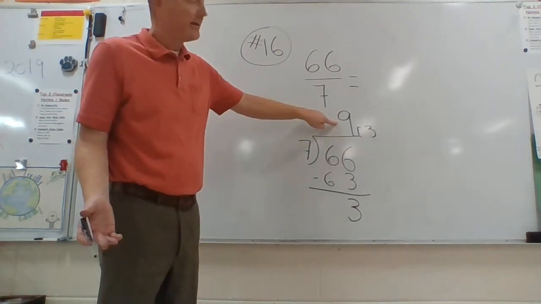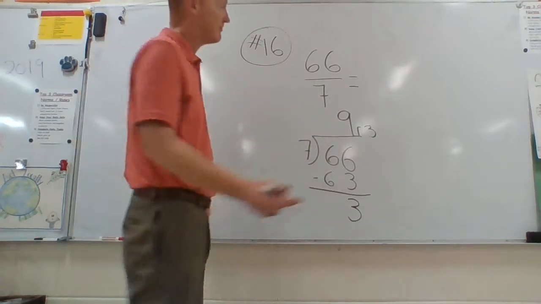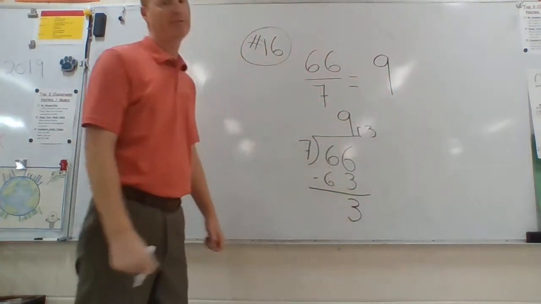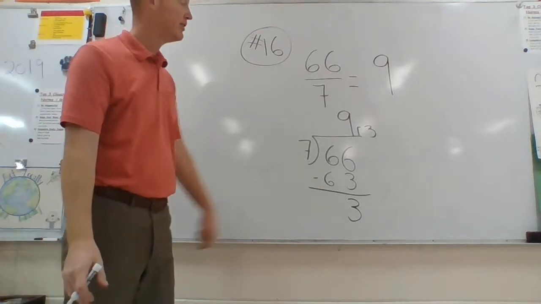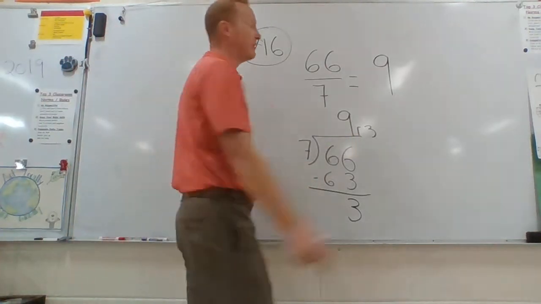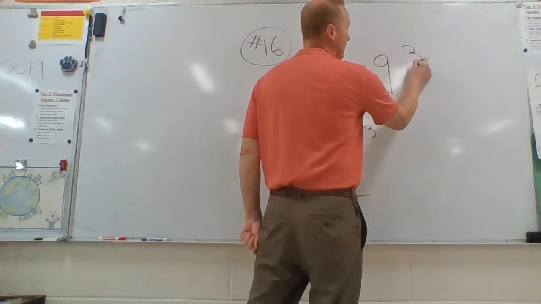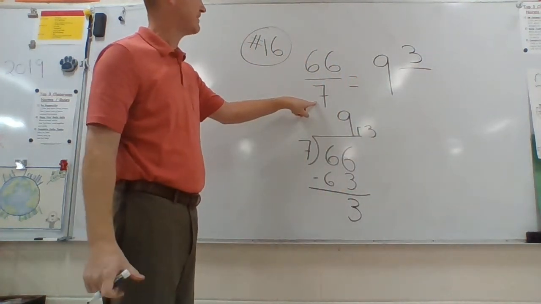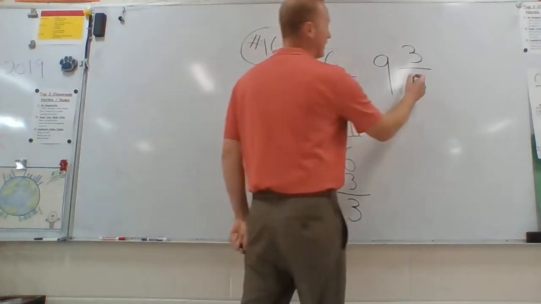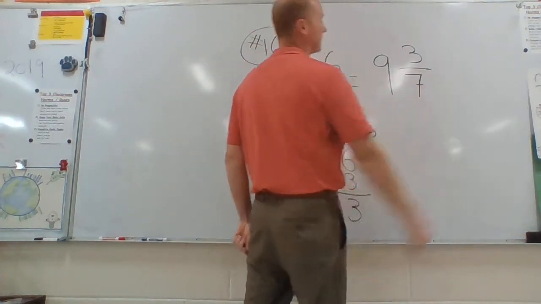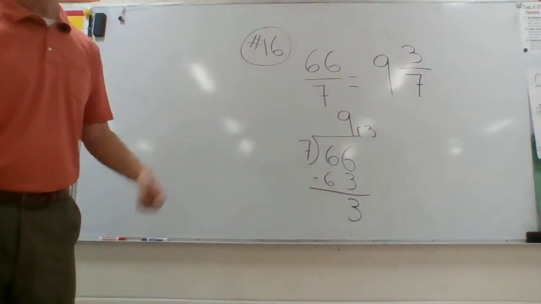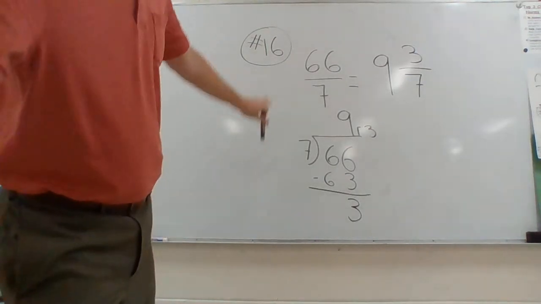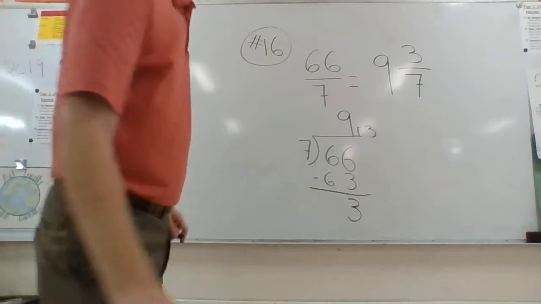So our whole number is, yes, 9. 7 goes into 66, 9 whole times. With how much left over? 3. That becomes my part of the whole, 3. And then the whole has 7 parts, so that stays the same. 9 and 3/7 would be the final answer for number 16.